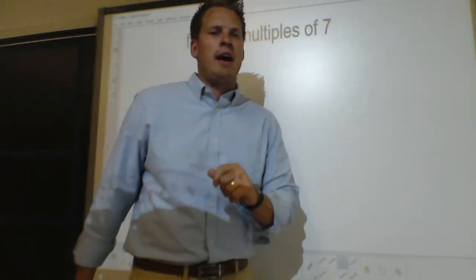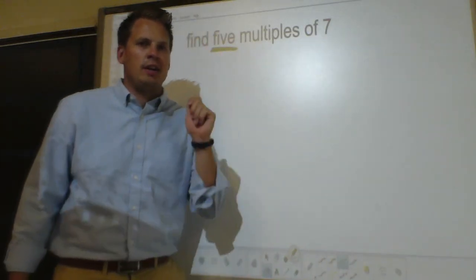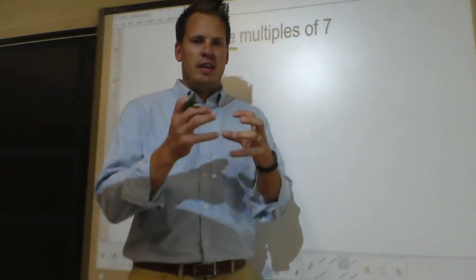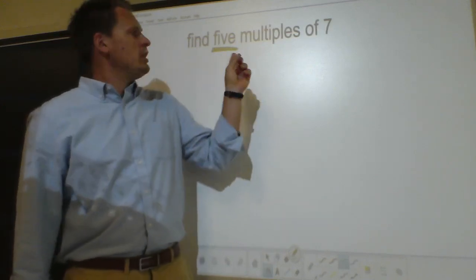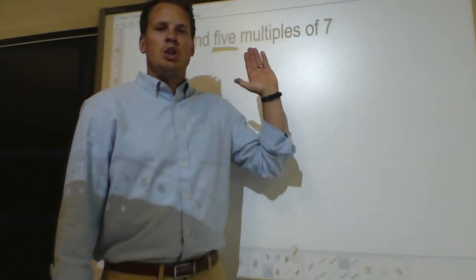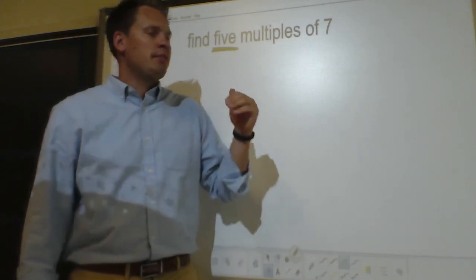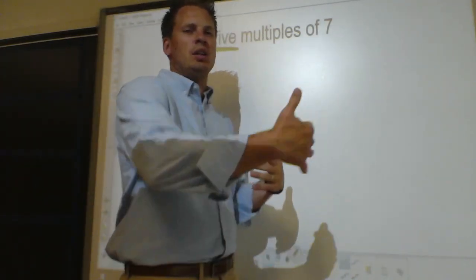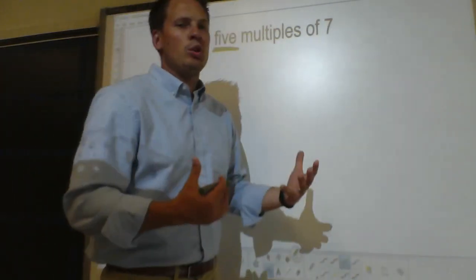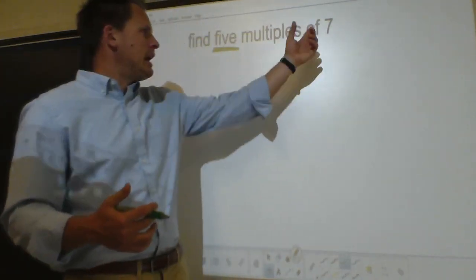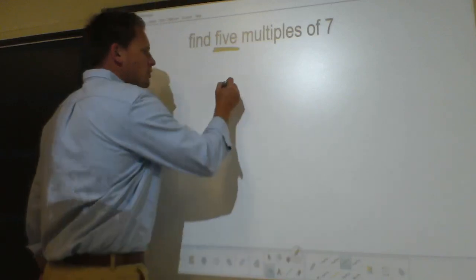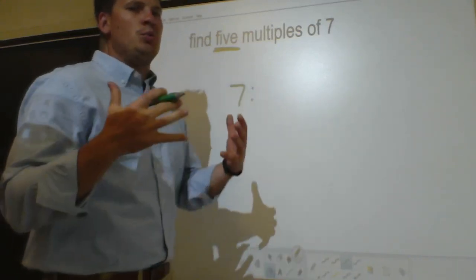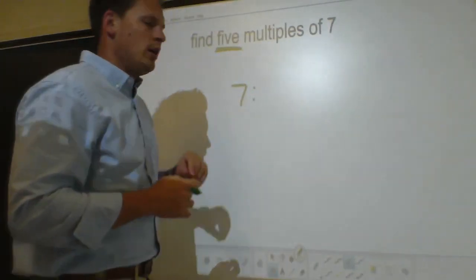Notice when we talked about factors, I said find all, because those are the ones that fit in. There's a limited number. There are an infinite number of multiples of 7. You can never find the last and final multiple of 7. You can continue to keep counting. Basically, with multiples, we're skip counting. We're skip counting by 7s, and then we're going to find multiples of 7. So when we do this, there's no factoring, there's nothing like that. We really just skip count by this number.